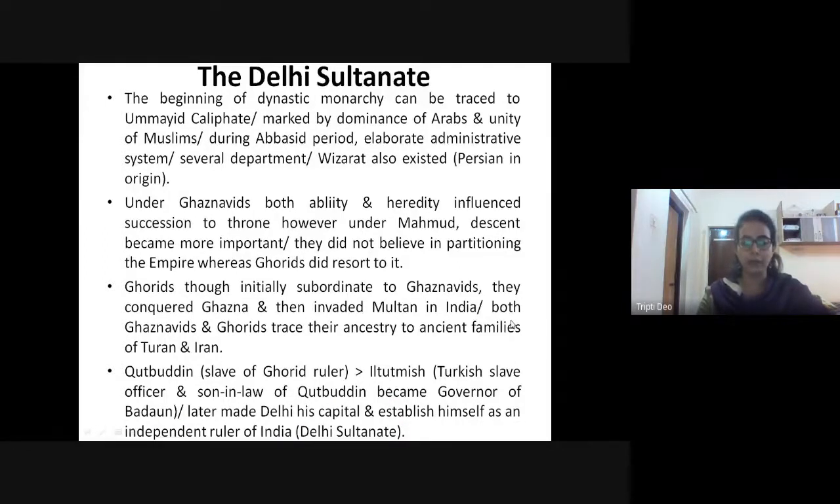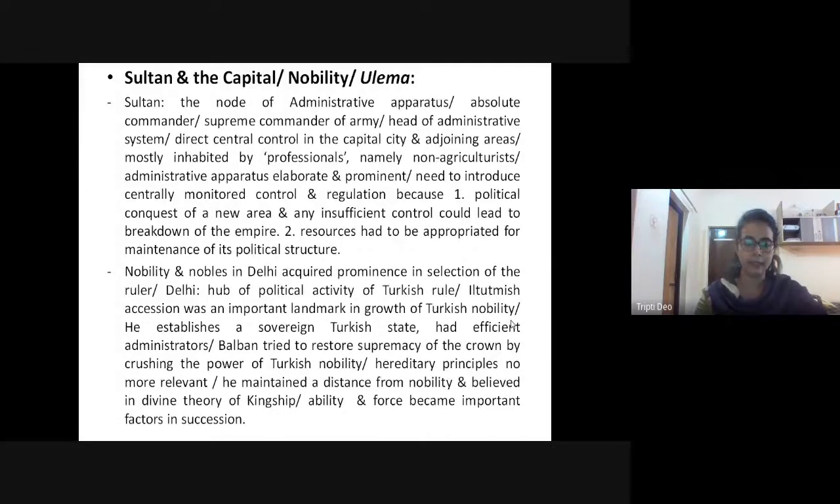Qutbuddin Aibak, I'm talking about, was a slave of the Ghurid ruler. After that, Iltutmish came in, the Turkish slave officer and son-in-law of Qutbuddin, who became the governor of Badaun. Later he made Delhi his capital. Iltutmish made Delhi his capital, and thus the Delhi Sultanate, the name, and established himself as the independent ruler of India, the beginning of the Delhi Sultanate. So please remember this brief four-point background to what the Delhi Sultanate is.